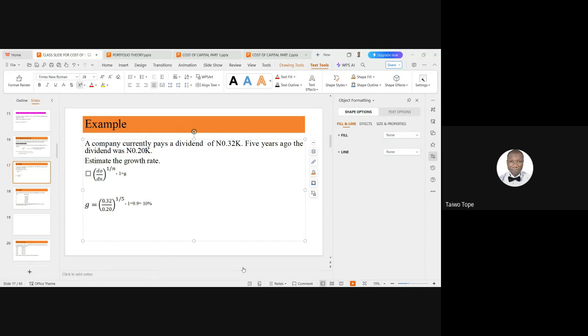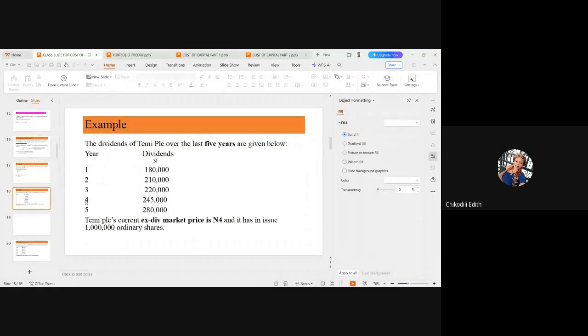Anybody in this class that is not getting it? Sir, are we going to multiply by 100? Yes, you get 10%. So what I have here is 9.8. Yes, still approximately you have it as 10%.